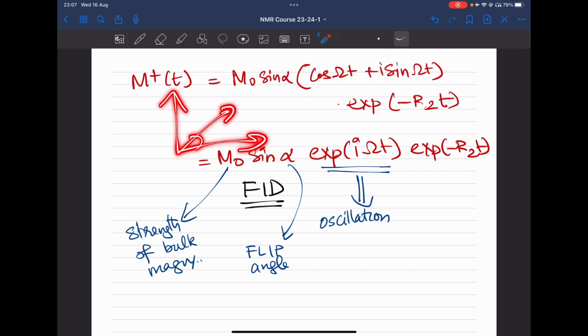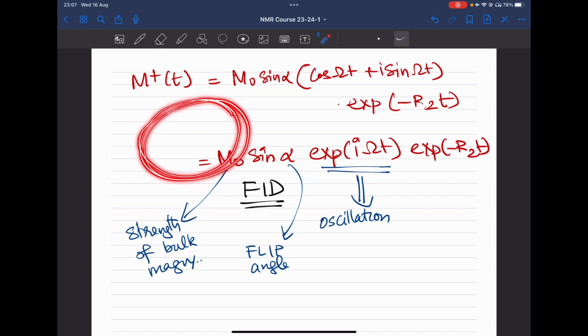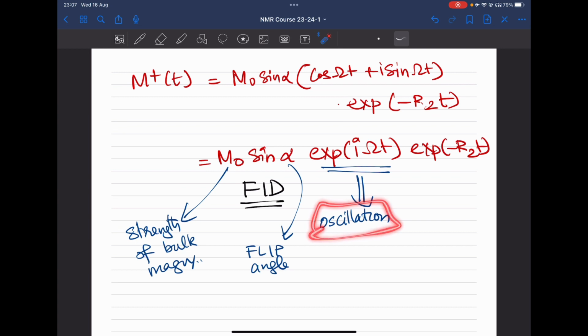When you have omega as the angle between x and y axis, the x projection is going to be cos omega t and the y projection will be sine omega t. And as the omega keeps changing, it basically keeps going around in circles. So basically it's an oscillation. Oscillation meaning it has a certain frequency associated with it.